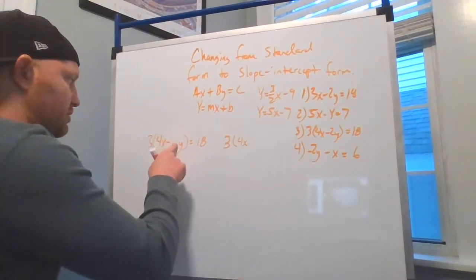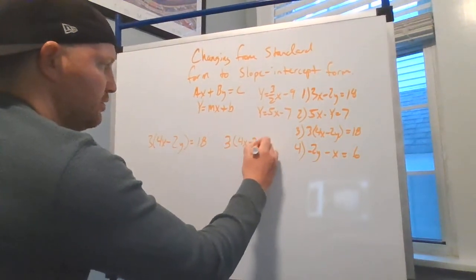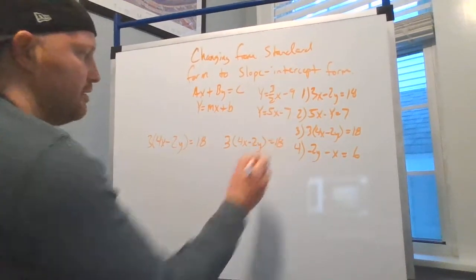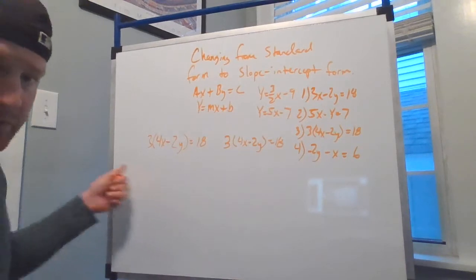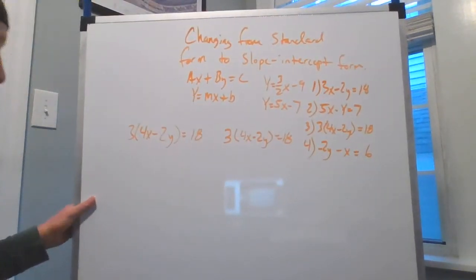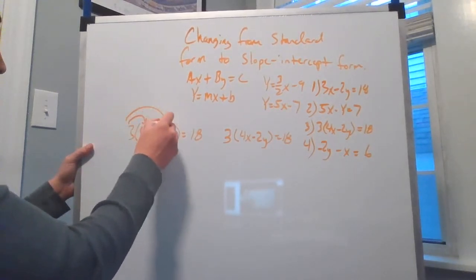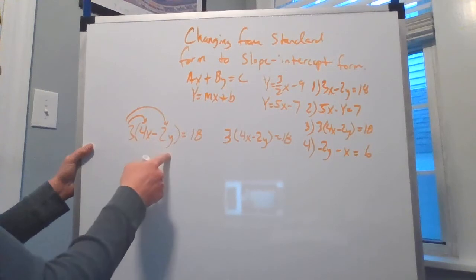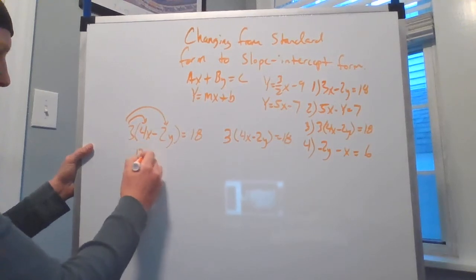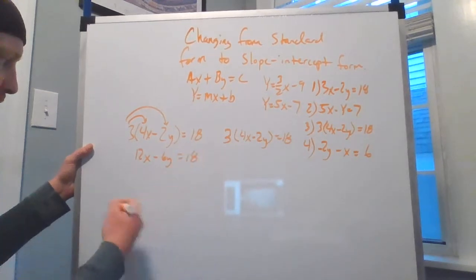Oops, this is minus 2y. 4x minus 2y equals 18. I'll do it the long way first, and then I'll show you guys the short way, the way that I would prefer you to do it. Well, if you're like a robot and you know to always do distributive property when a number is next to the parentheses, by all means do that. 12x minus 6y equals 18.